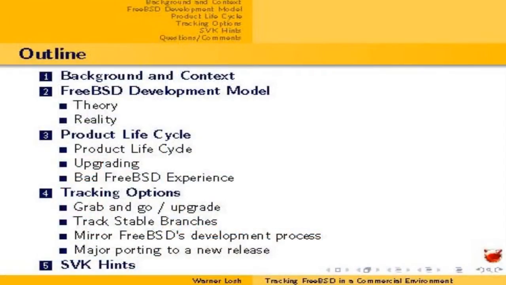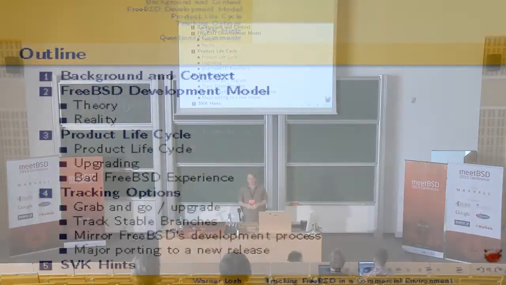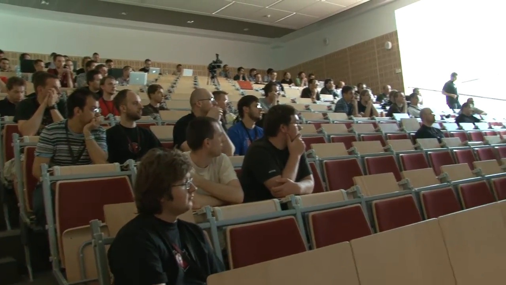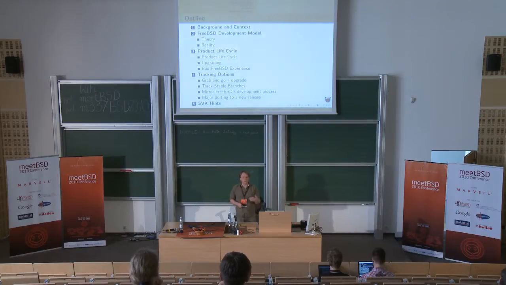Before I get too much into that, I'll give you a little bit of background and context, and tell you a little bit about how the project operates. This is necessary to understand the best way to interact with the project. I'll talk a little bit generically about the product lifecycle that most products go through and how that would apply to using FreeBSD in your product. I'll talk about the different tracking strategies that companies have used. Some of them very successfully, some of them not so successfully, sometimes with major pain, sometimes without. And then finally, a couple of these are fairly complicated to implement on your own, so I'll talk about some of the Subversion tools you can use to track them.